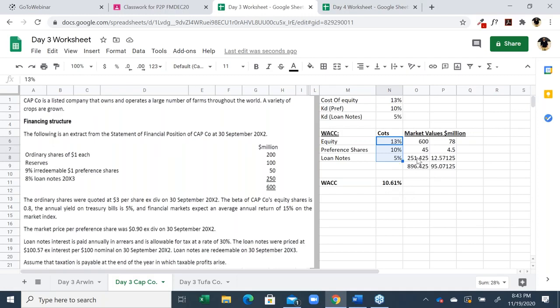The market value of loan has been calculated by dividing the total book value by 100 to get the total number of loan notes, and then multiplied by the market value to get the total market value of the loan notes.